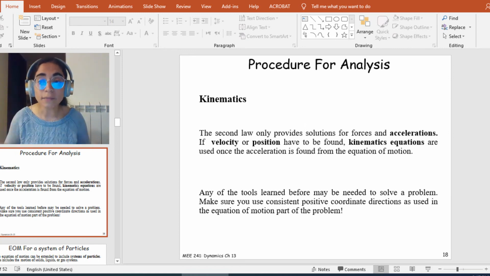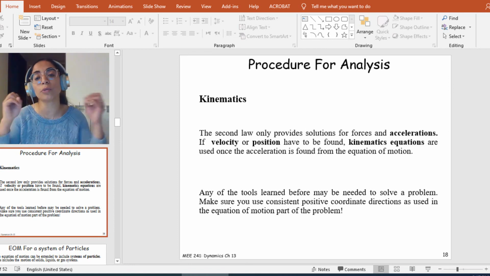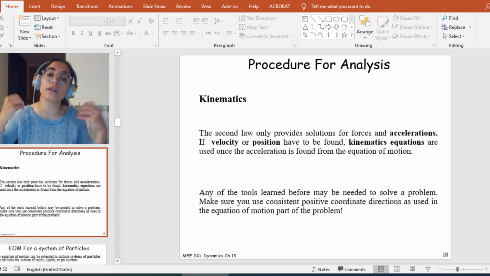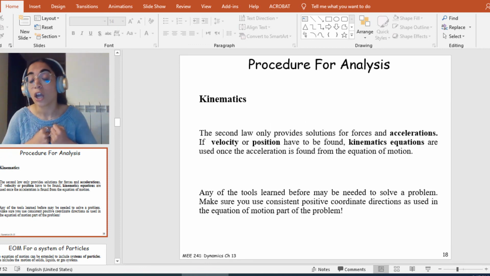and then from this acceleration you can find the velocity. And sometimes you have an unknown in force and you don't know the acceleration either. So you have to go back to the kinematics relation in order to find the acceleration from this relation and then put it in Newton's second law. And then from this acceleration, I can find the force.